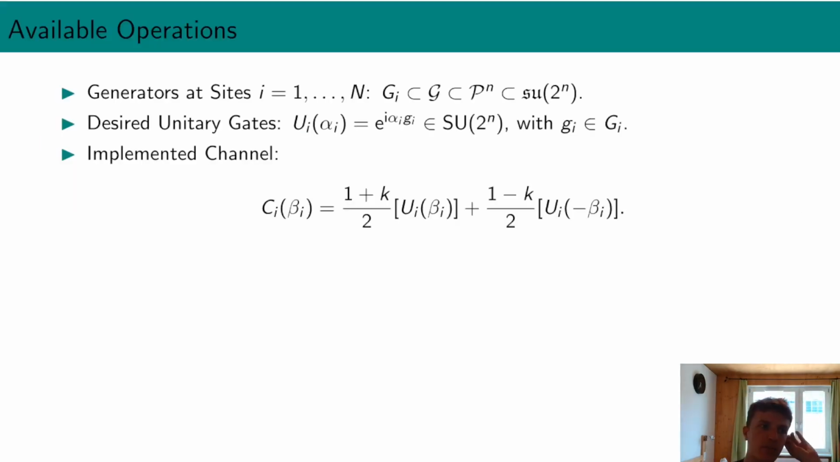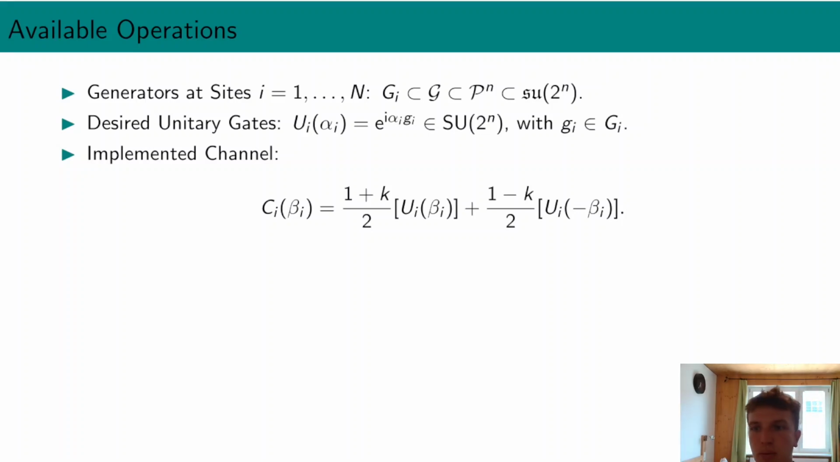Okay, now to the error model in MBQC. First off, we have restrictions on the measurements on each site, so to each site, or each qubit, we have a set of generators that can be applied, and it's a subset of Pauli strings on the encoded subspace.